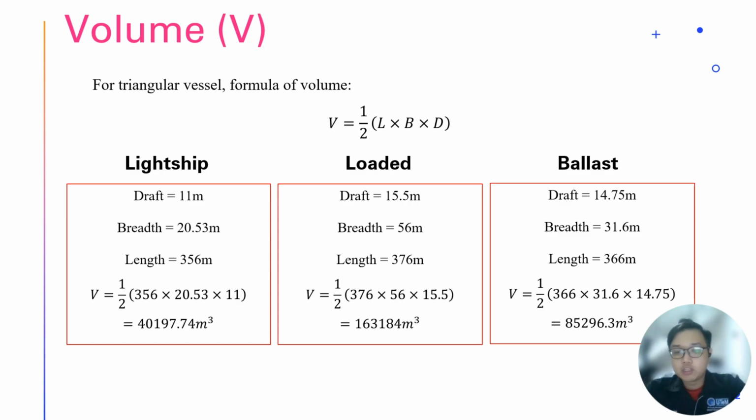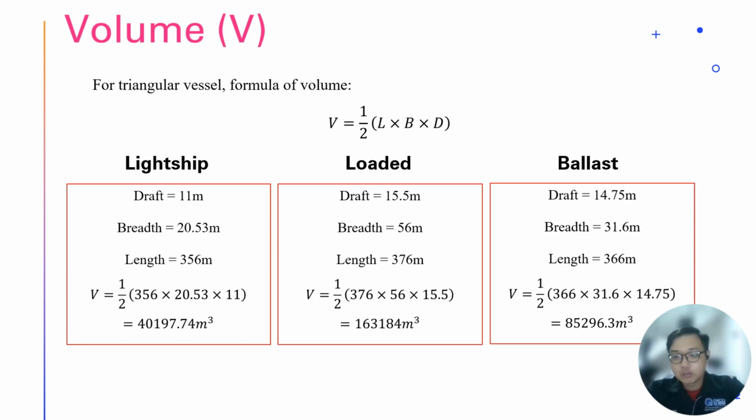The one calculated using the formula is 40,197.74 kilometers. Next, the water condition. Another condition is when a ship is loaded with cargo containers. When a ship is loaded, its draft increases to 15.5 meters, the breadth 56 meters, and length 376 meters. The volume of the ship in this condition is 163,184 cubic meters.